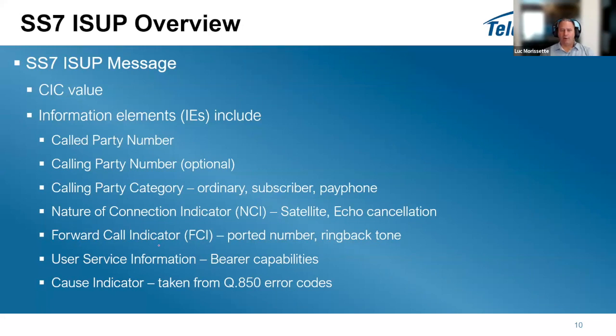You have a forward call indicator, which can tell you if the number has been ported or if there's a ringback tone, like we saw in the ACM message. You have user service information, which displays the bearer capabilities. There's not much to discuss here because the bearer capabilities for T1s are always G711 mu-law and for E1 G711 A-law. But sometimes it can be used for other functions.